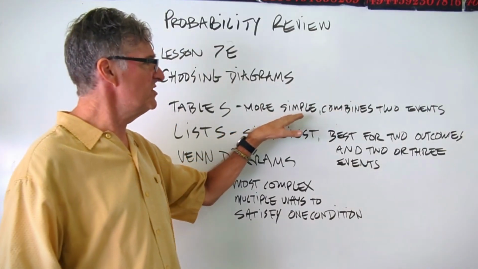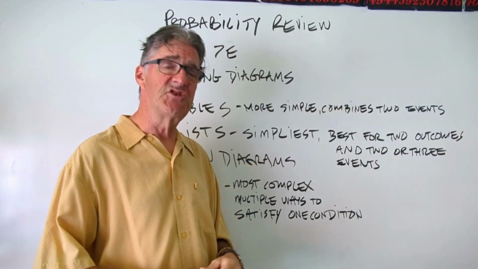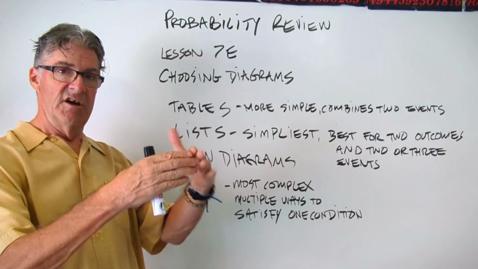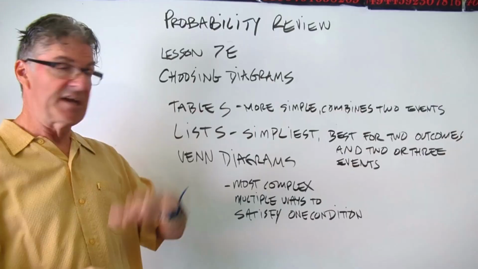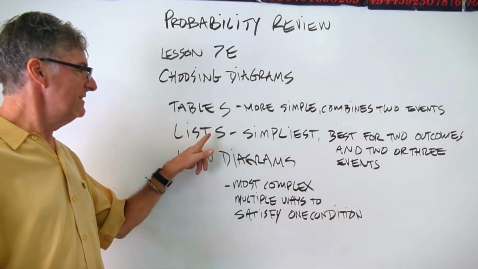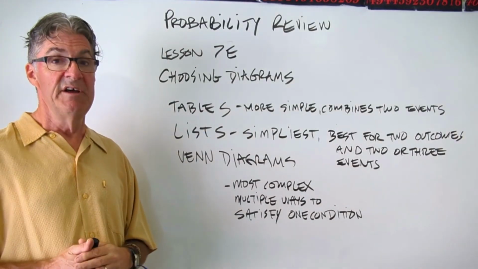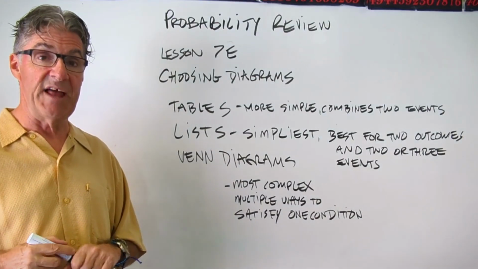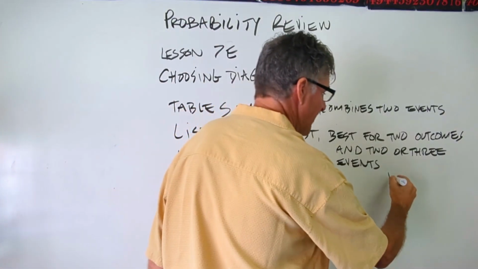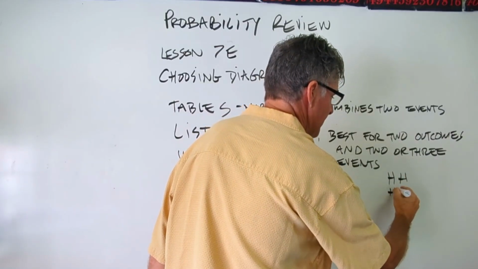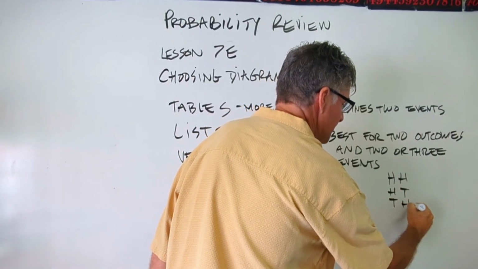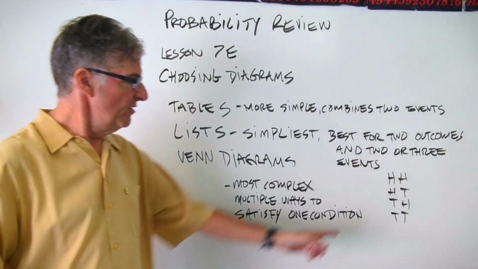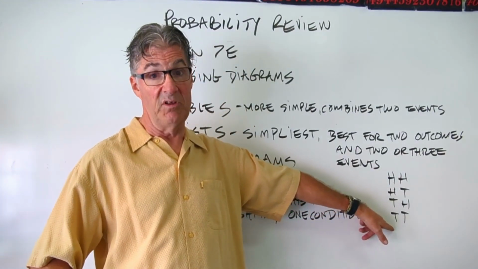Tables are mostly more simple. They combine 2 events, like flipping a coin and rolling a die, and then recording heads and the number, and so you make a nice table for that one. Lists are even more simple. This would be like flipping a coin twice and just listing all the possible outcomes. So that would be like, we could have heads heads, heads tails, tails heads, and tails tails. And for 2 flips of a coin, writing the list is pretty simple.